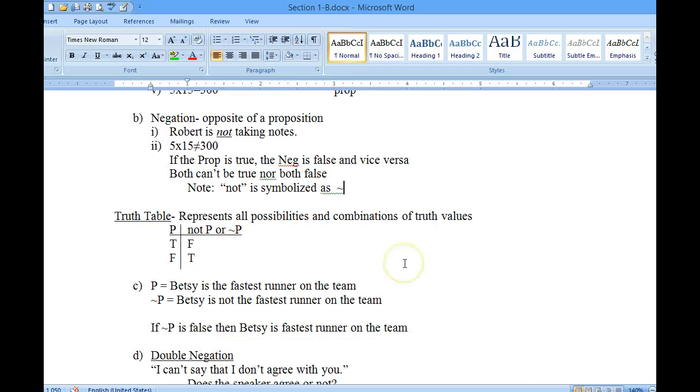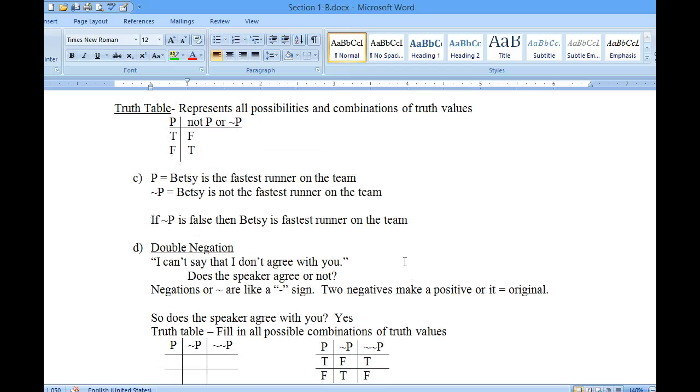Now we're going to move on to truth tables. I think this is probably the trickiest part of section 1B. The truth table represents all possibilities and combinations of truth values. So we're going to take our proposition P. We're not going to define what it is, so we're just going to keep it P. And its negation, not P, or using our symbol, negation or not P.